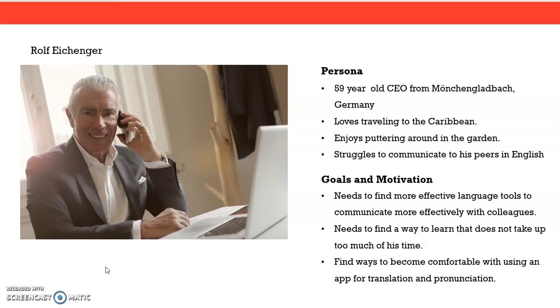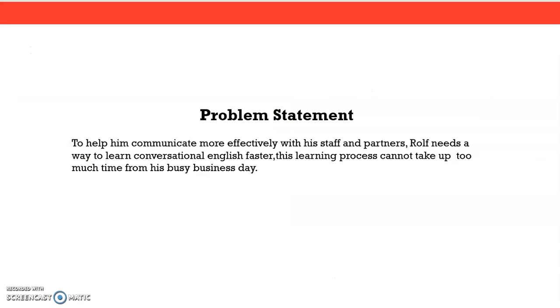The goals and motivations for Rolf are: he needs to find a more effective language tool to help him communicate more effectively with colleagues. He also needs to find a tool that does not take up too much of his time. And he needs to find a way to be more comfortable with using the apps for translation and pronunciation. To help Rolf communicate more effectively with his staff and partners, Rolf needs a way to learn conversational English faster. However, this learning process cannot take up too much of his time from his busy business day.